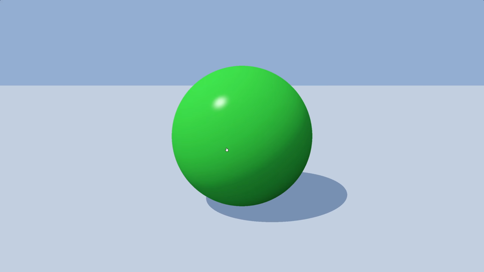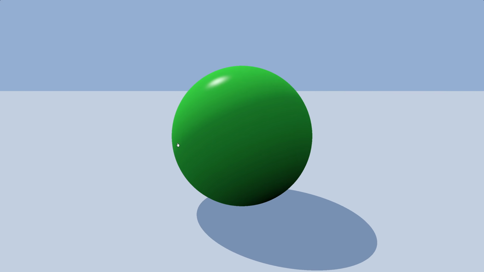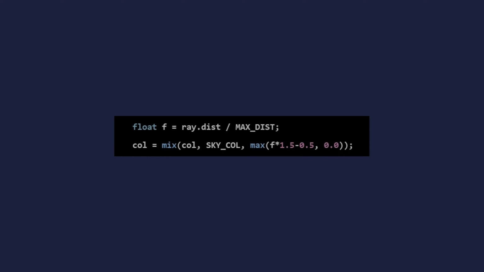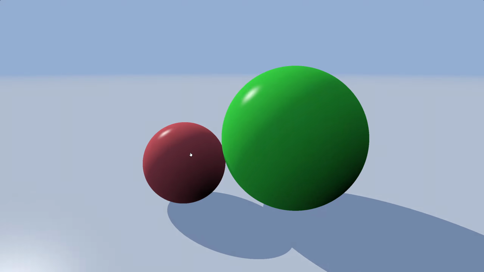I will add fog to remove this harsh line on the horizon. I normalize the ray distance by dividing it by the maximum distance, and use this factor to mix between the object color and the sky color. And here is the final result.